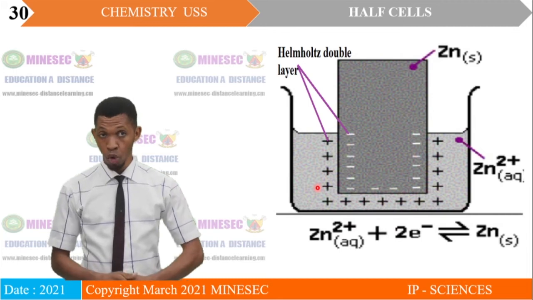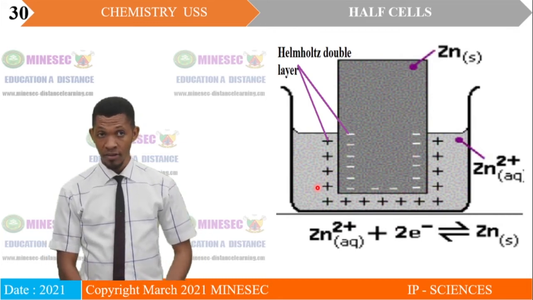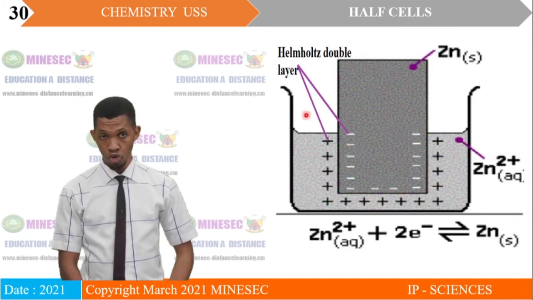And then a Helmholtz double layer will be generated. We have a positive layer in the electrolyte close to the metal rod and a negative layer on the metal rod. This is a Helmholtz double layer.